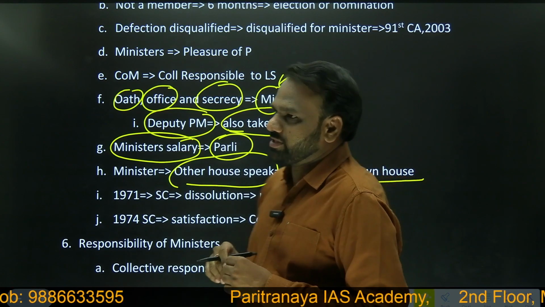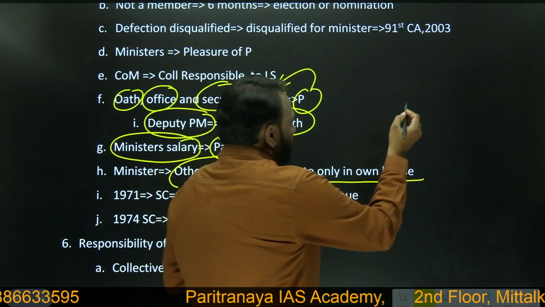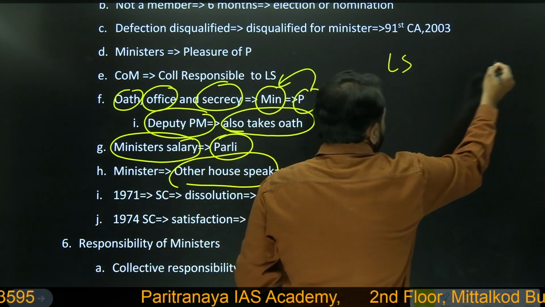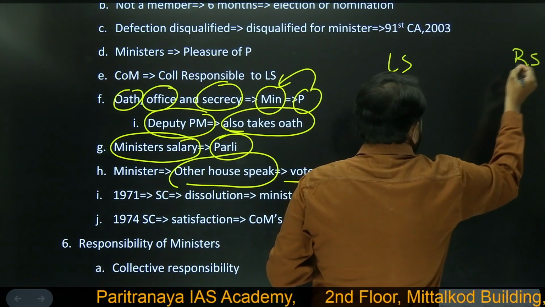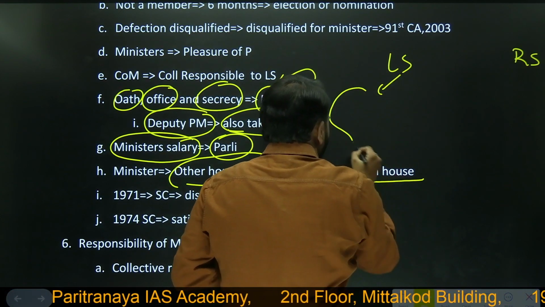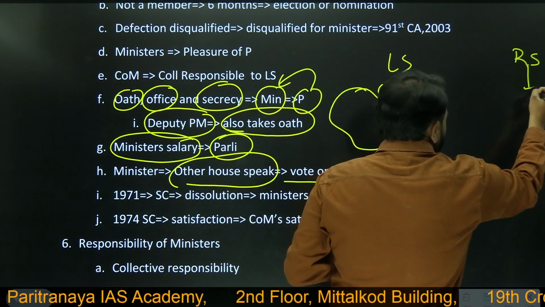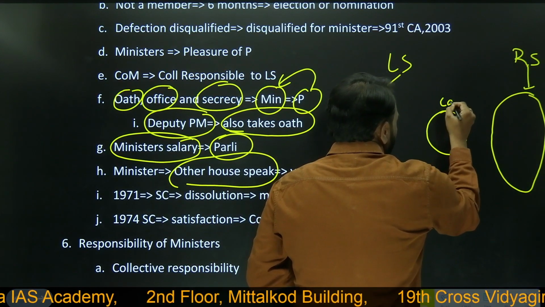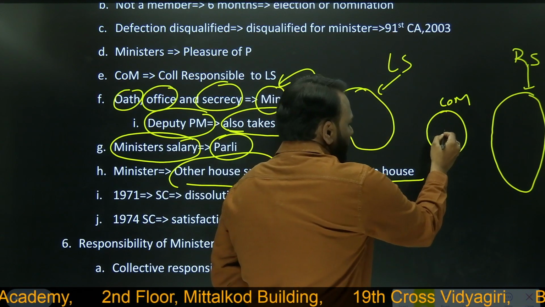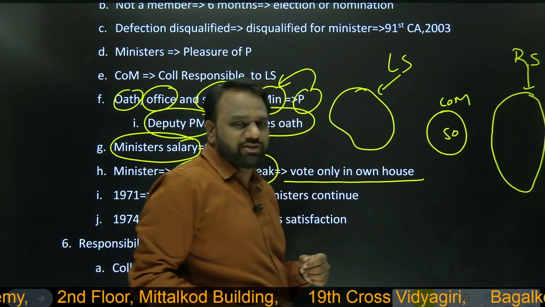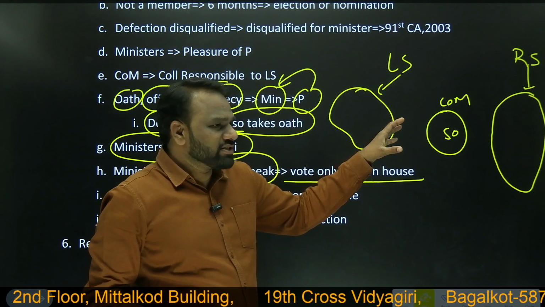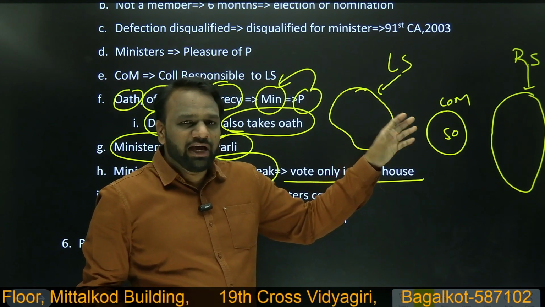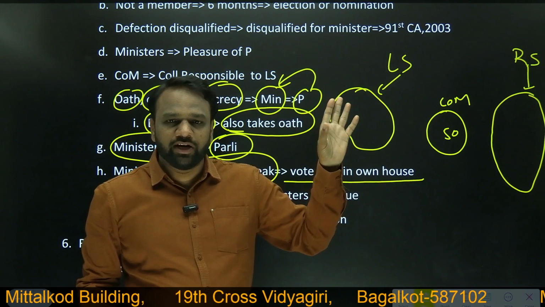Very important to understand. Now we already know, here we have Lok Sabha and here we have Rajya Sabha. Lok Sabha has its own building, Rajya Sabha has its own chamber. Now here we have the Council of Ministers, totally 50 ministers. This Council of Ministers will have members of both Lok Sabha as well as Rajya Sabha, as well as outsiders.